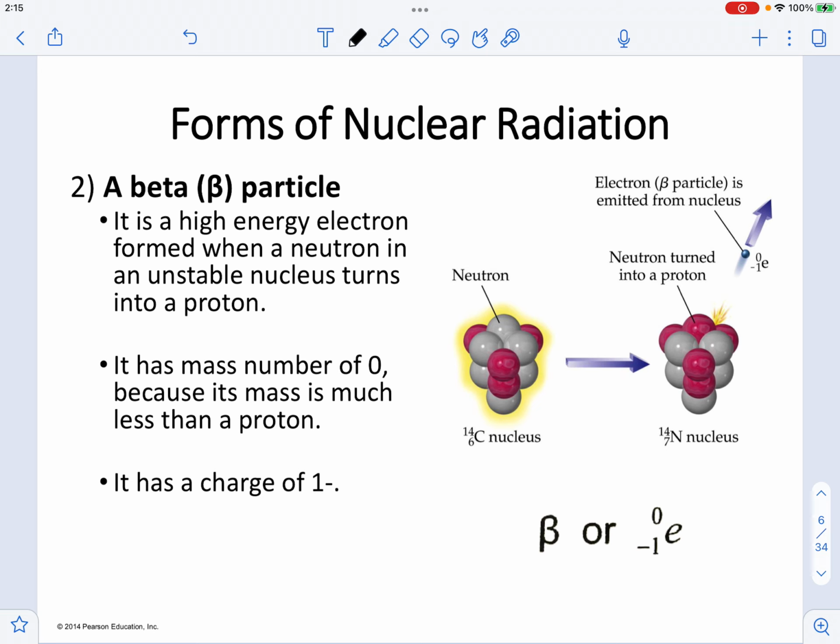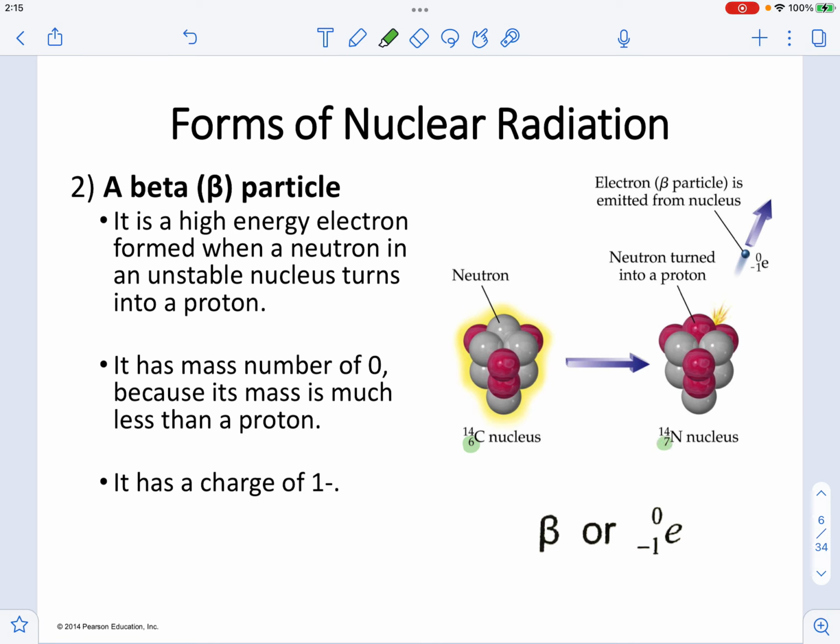So here we have an example of a radioisotope that releases a beta particle. As you can see, here we start with the radioisotope carbon 14. And this is its nucleus. One of its neutrons is turned into a proton. So in the isotopic notation, we can see how it went from a 6 to a 7.